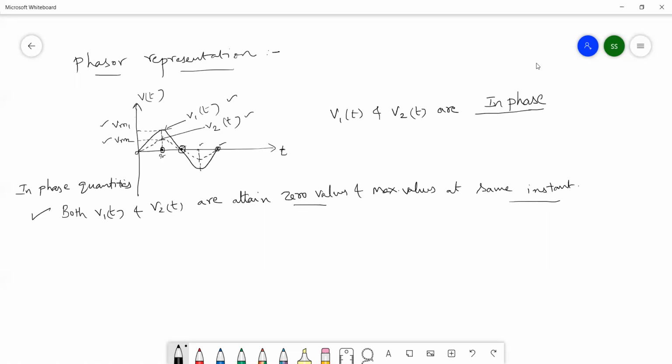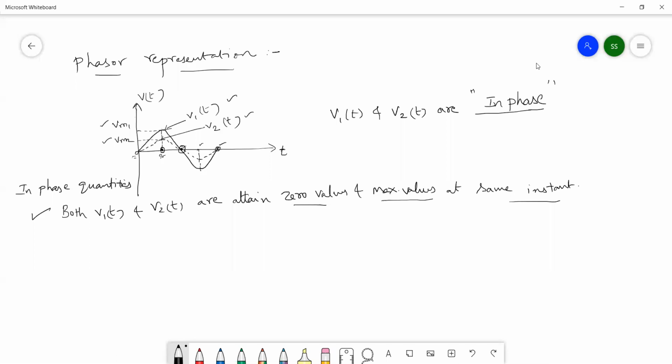Understood now? The second point, they attain zero value at the same instant and maximum value at the same time instant. So if any two alternating quantities are like this, those two alternating quantities are said to be in phase components. In phase components means those two alternating quantities attain their zero value and maximum value together.